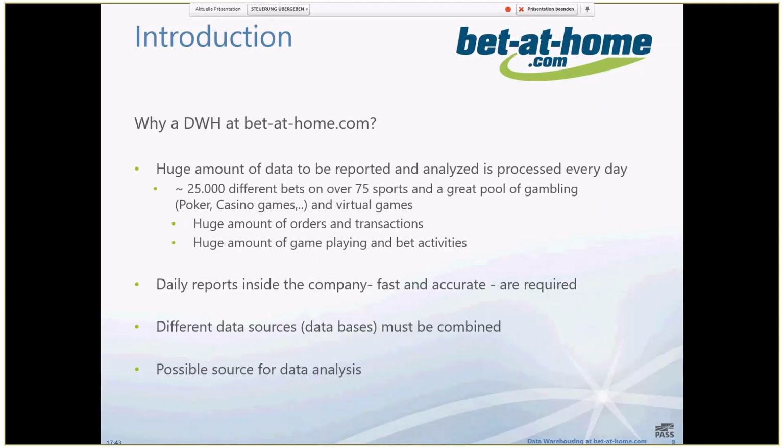So why do we use a data warehouse? We have a huge amount of data because I think you can imagine that we have 5 million customers and a small percentage plays regularly, daily, hourly. And so we have a lot of bets, we have a lot of transactions, money transactions. And so a huge amount of data is collected. So for example, we have 25,000 different bets for over 75 kinds of sports and a lot of games. And we have to provide daily reports for our customers.